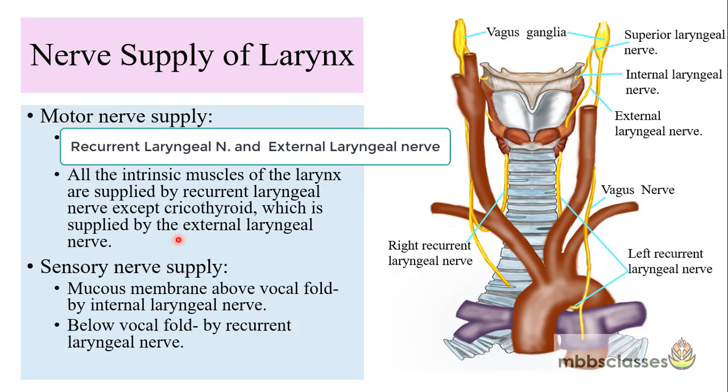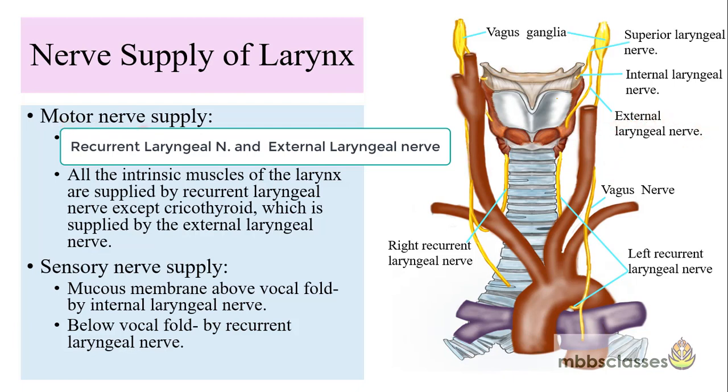Now coming to the nerve supply of the larynx. The nerve supply of the larynx is divided into two components, the motor nerve supply and the sensory nerve supply. So we can see from this picture that the nerve supply to the larynx is from the superior laryngeal nerve, which divides into the internal laryngeal nerve and external laryngeal nerve, and the branches of the vagus nerve, that is the recurrent laryngeal nerves on both sides. The internal laryngeal nerve mostly gives rise to the sensory innervation, and the external laryngeal nerve supplies one muscle, that is the cricothyroid muscle. All intrinsic muscles of the larynx are supplied by the recurrent laryngeal nerves on both sides except the cricothyroid, which is supplied by the external laryngeal nerve.